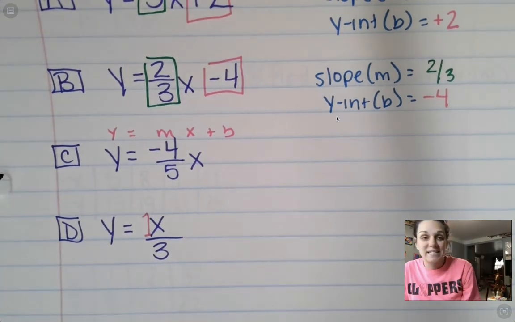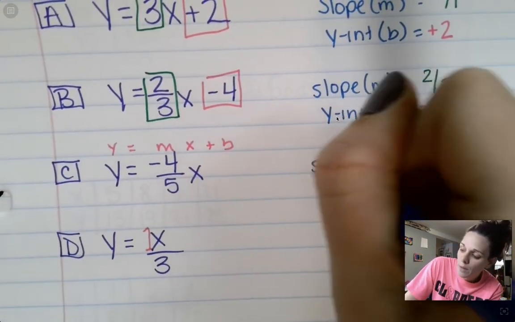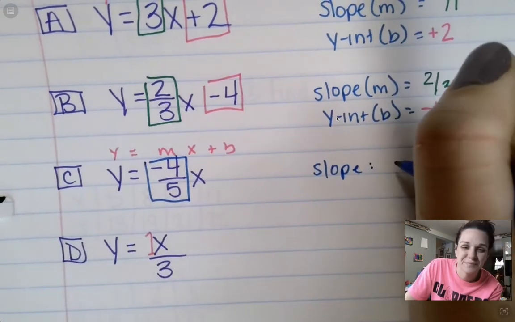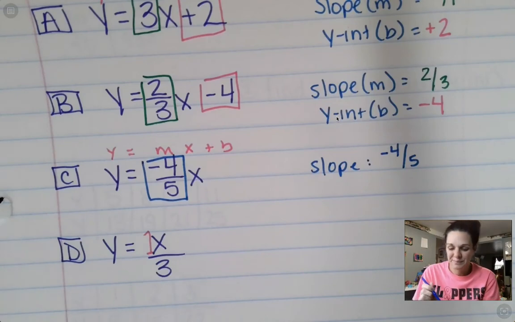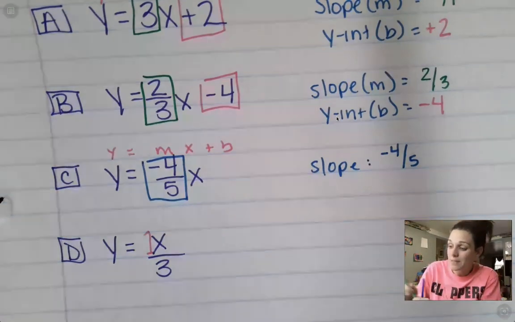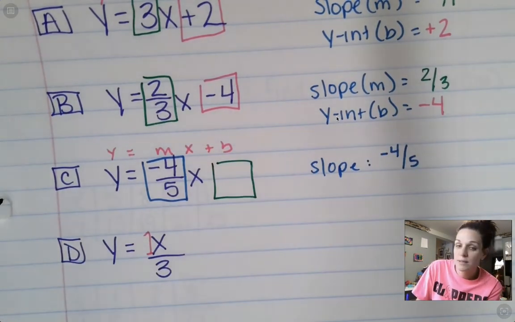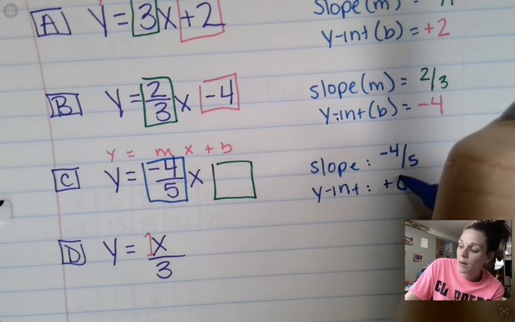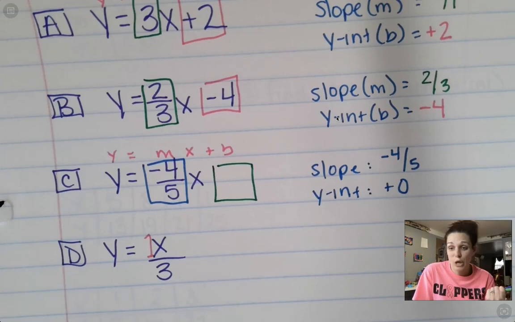So let's go ahead and take a look at what you got. All right, the slope, we should have stolen the whole fraction. So we should have gotten -4/5. And the y-intercept, notice it's gone. It's not there. So that means that my y-intercept would have been the number 0. This would have been a proportional relationship, y equals kx, because there is no y-intercept. That y-intercept is the number 0.